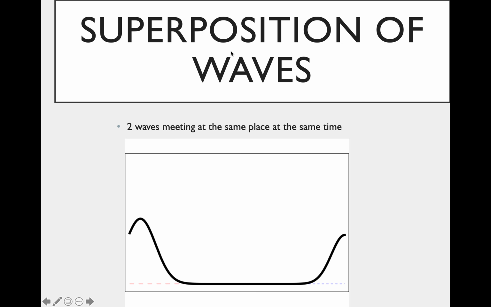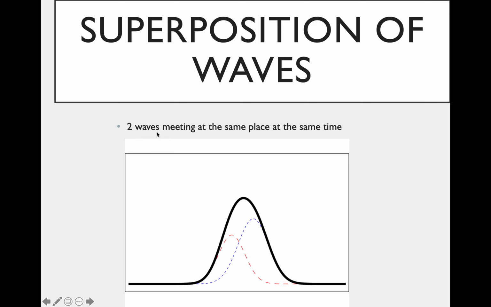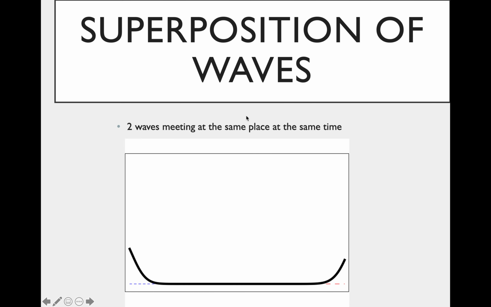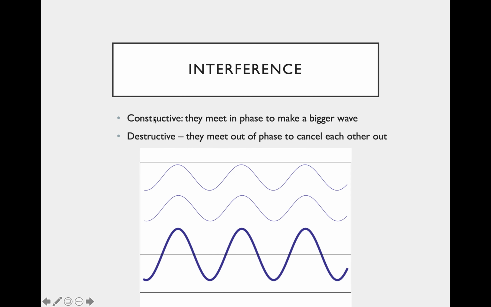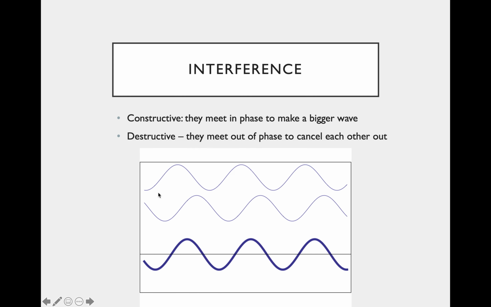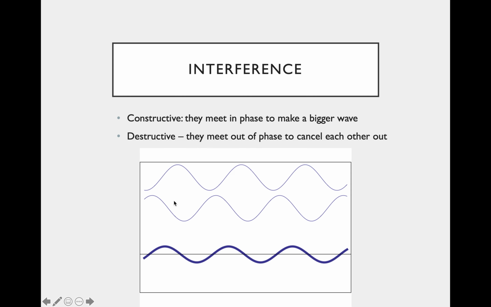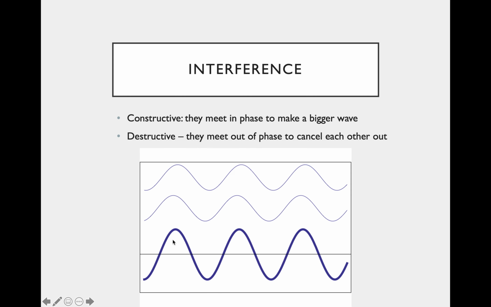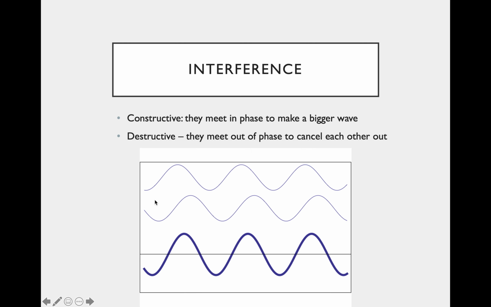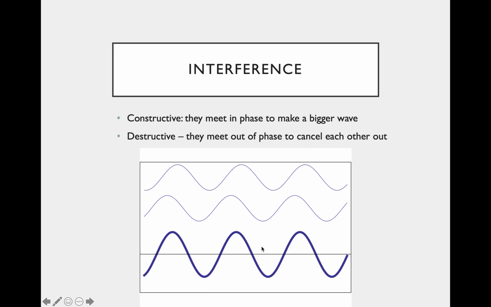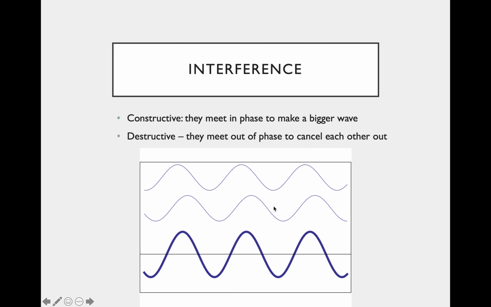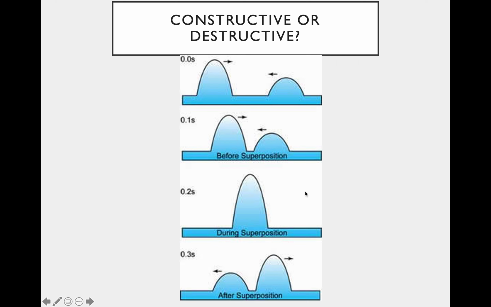This is what we call the superposition of waves, when two waves meet at the same place at the same time. Superposition. Interference, as I mentioned, there were 2 types. I said constructive and destructive. When the top meets the top, this will be full. If the top meets the bottom, they will cancel, it will become 0. So you get a wave that looks a bit like this. It can even create a standing wave, which we'll talk about later.